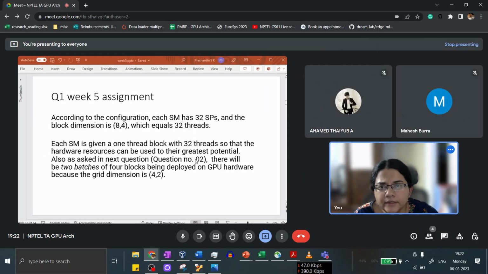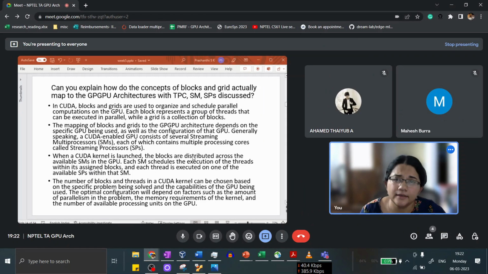Okay, if not, let's move to the next one. This is not a numerical question, just a conceptual one. Can you explain how the concepts of blocks and grids actually map to the architectures with TPCs, SMs, SPs discussed? This is a very nice question.